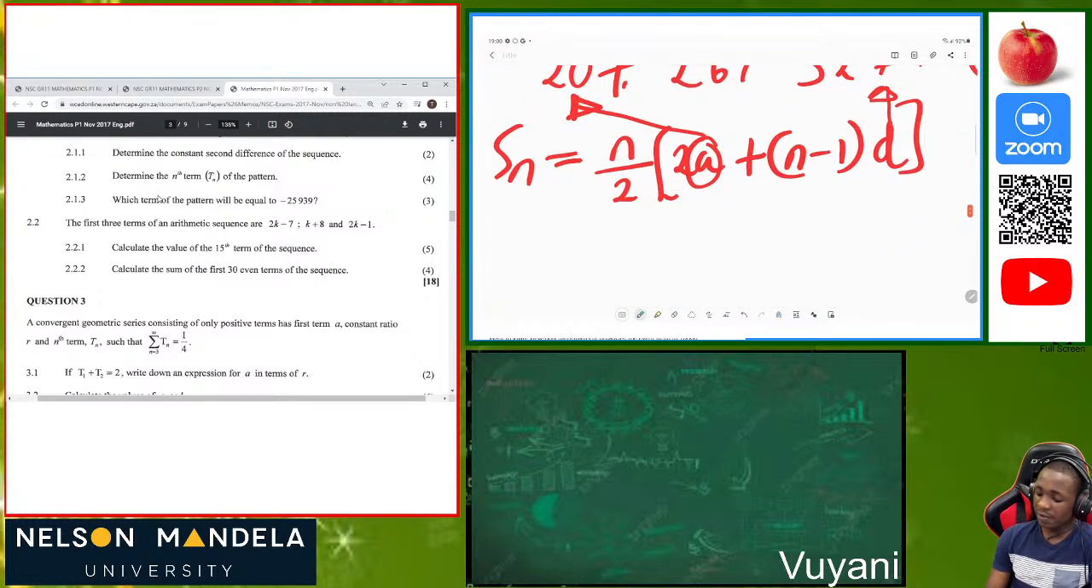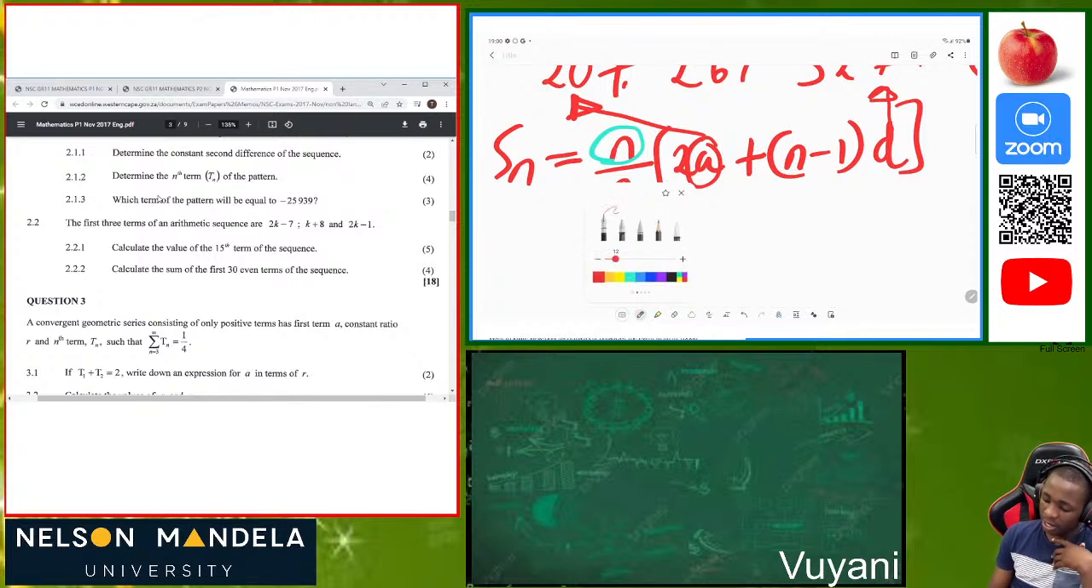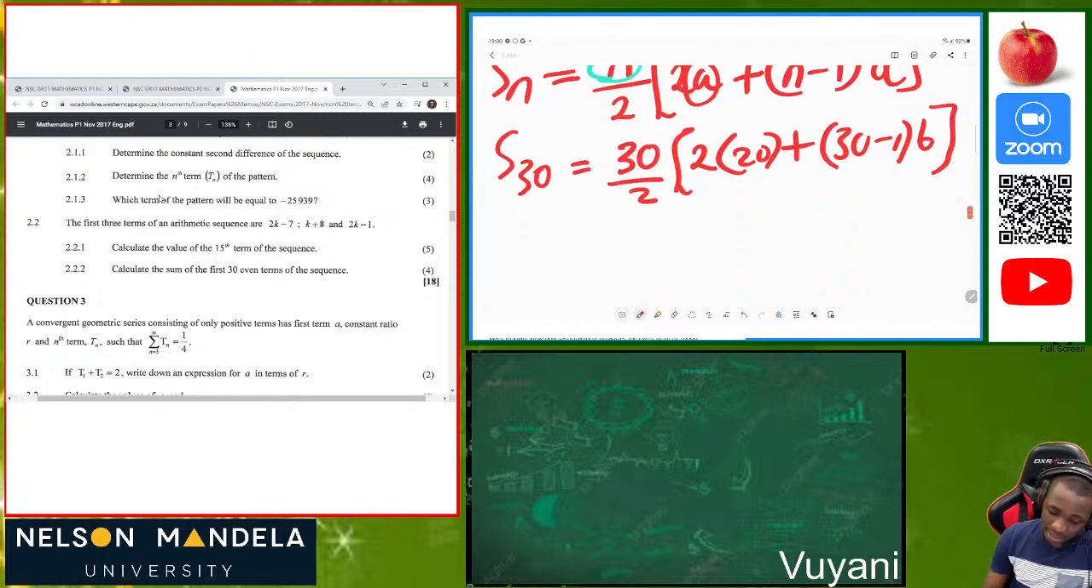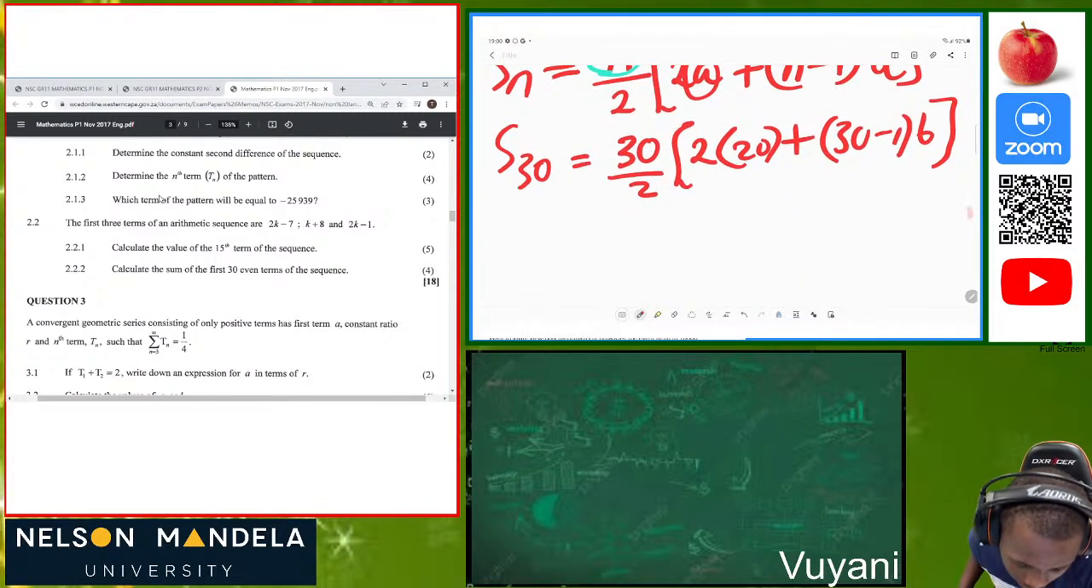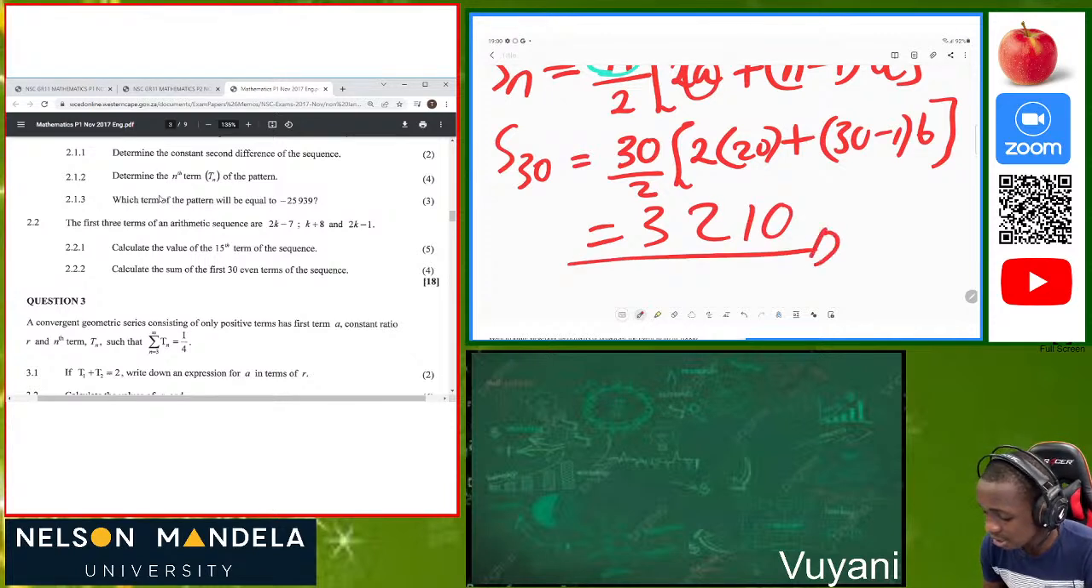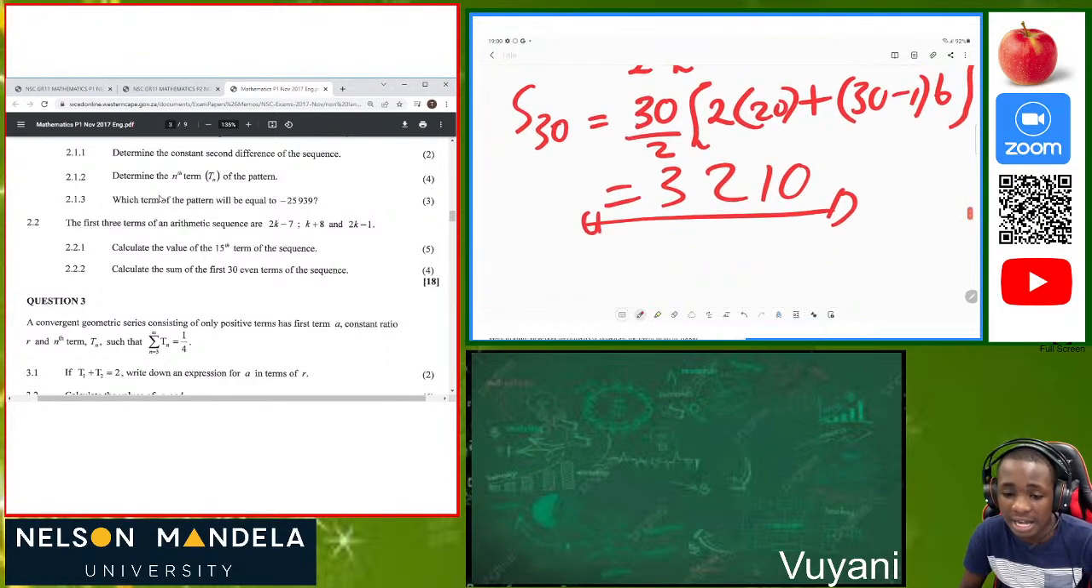So in that case, what is our value of n? We want the sum of the first 30 even terms. So now we are calculating S30, which is equal to 30 divided by 2, then we have 2 times our a, we said it's 20, plus our n, 30 minus 1, times our d, 6. Then now we use our calculator. So when you use your calculator, you must get, I think it's 3210. So this is the sum of the first 30 even terms.